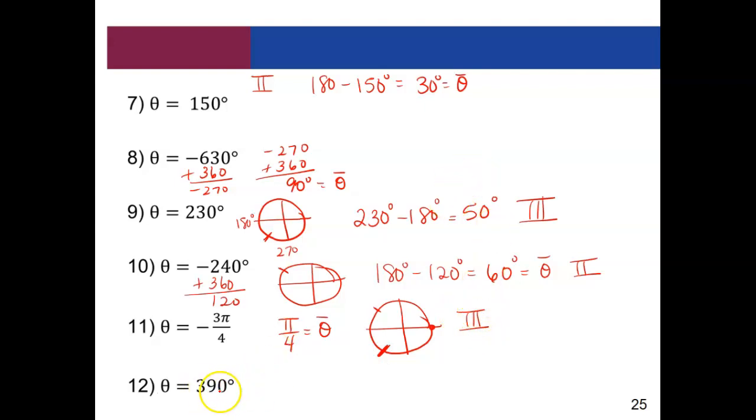And then finally, 390, we know we want to subtract 360 from that. So we have a 30-degree angle, and that's a first quadrant angle. And in the first quadrant, they are their own reference angles. So our reference angle there is going to be 30 degrees.